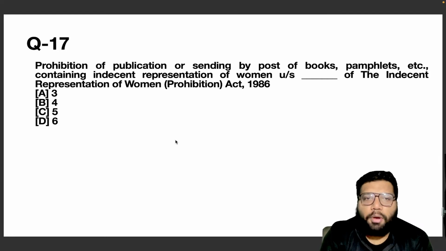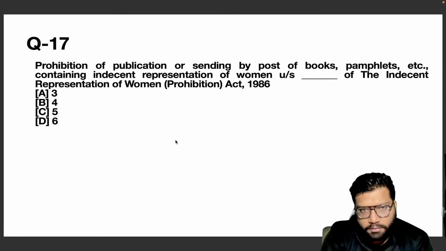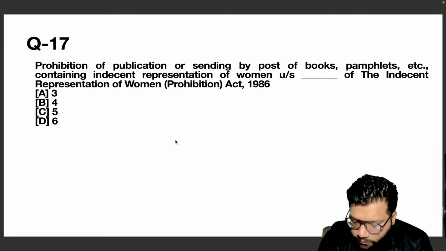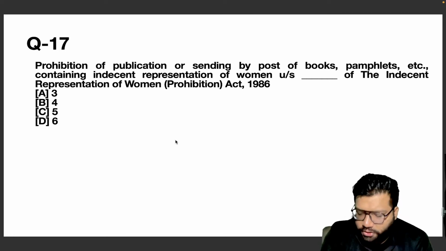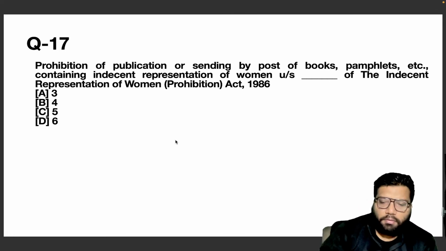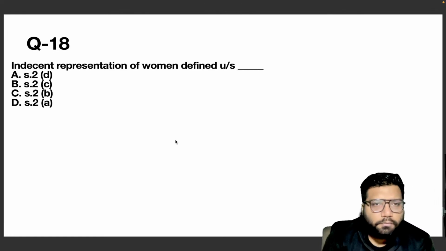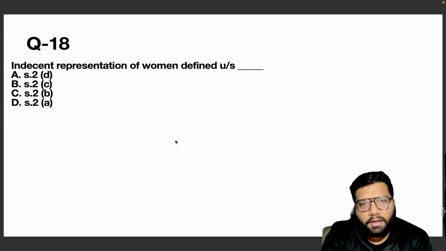Which section is prohibiting publication or sending by post of books, pamphlets, etc., which contain indecent representation of women? So basically, you cannot send by post books or pamphlets or use in any of your publications under section. Aprajita, Vandana, Siddharth, correct answer. So B is the correct answer. Yes, Pratyush, correct answer. So section number 4. Indecent representation of women defined under section.